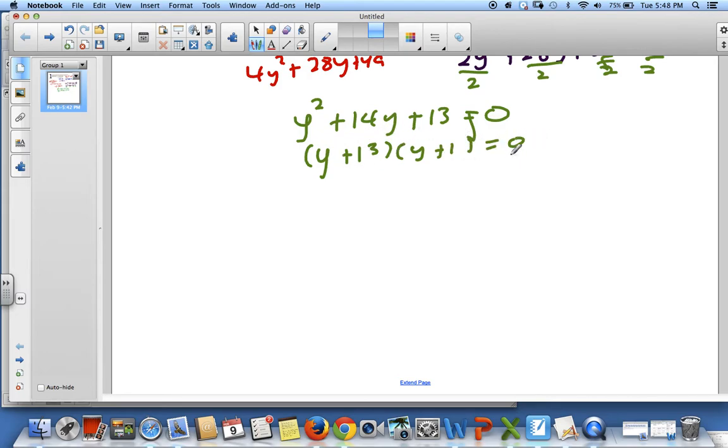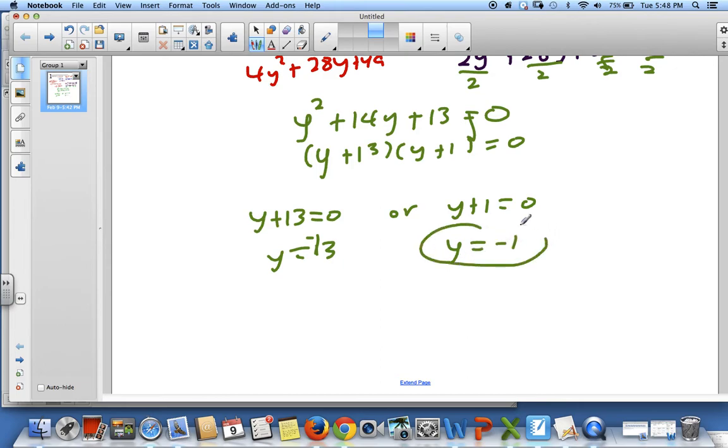Two things are multiplied to equal 0, so either y plus 13 equals 0, in which case y equals negative 13, or y plus 1 equals 0, in which case y equals negative 1. So those are my y. I have two possible y values.